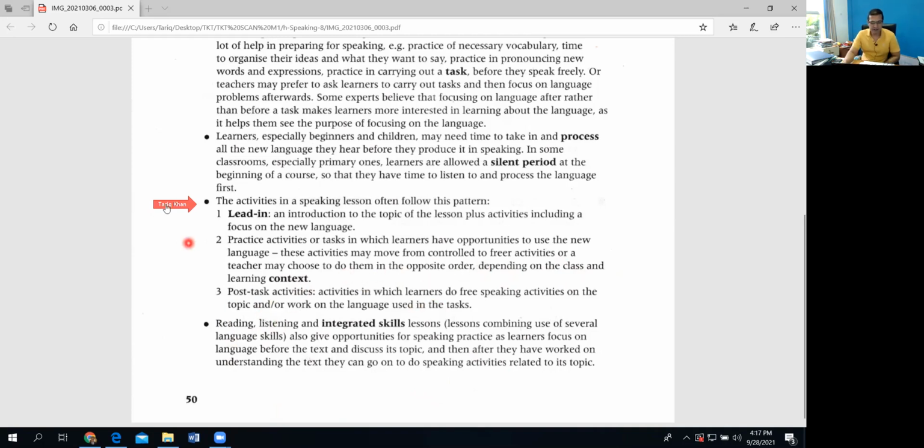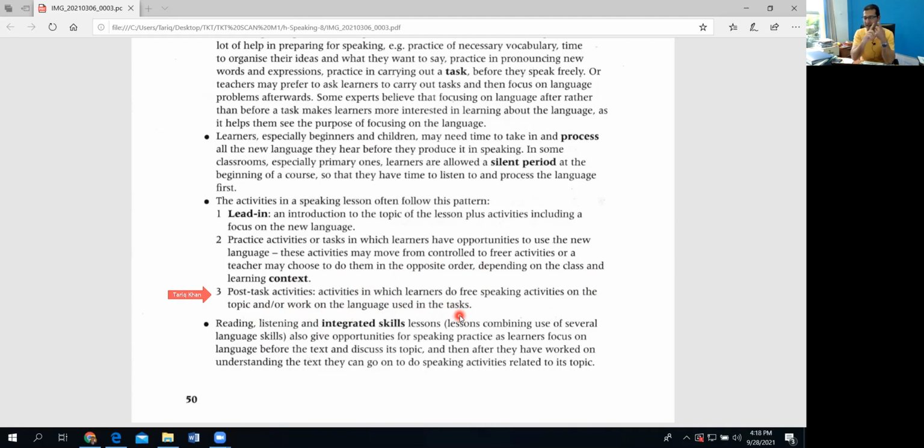Right. Third, post-task activities. Once the task is over, activities in which learners do free speaking activity on the topic and work on the language used in the task. Now, the third one is free activity. So we get here three types of activity.